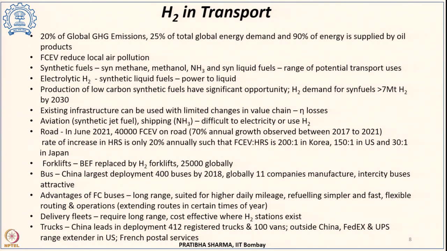It is also possible that, other than hydrogen, we can have other synthetic fuels like synthetic methane, methanol, ammonia or other synthetic liquid fuels which can find application in a wide range of transportation applications. If hydrogen is produced through the electrolytic route and then used to produce synthetic liquid fuels, it is known as power to liquid. The production of these synthetic fuels is expected to increase, and the demand of hydrogen for synthetic fuel production will grow to 7 million tons or higher by 2030.